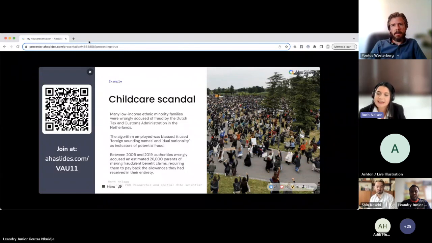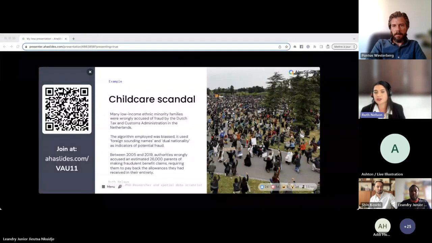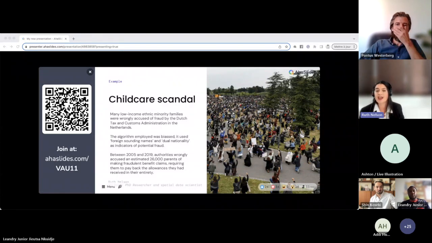And this actually had incredible consequences for these people. Many of them had to pay the childcare benefits back, and it's extremely expensive to put your children into kindergarten in the Netherlands. So this was a big issue. Many of them lost their homes in this scandal, and around 1,000 children were taken away from their parents.